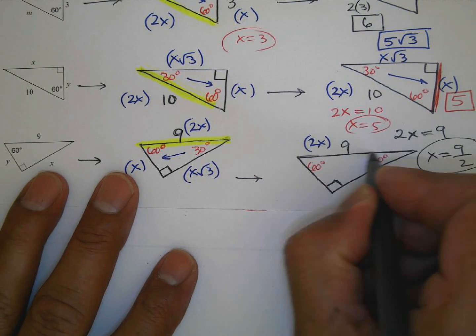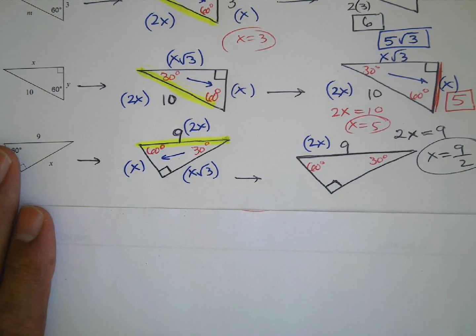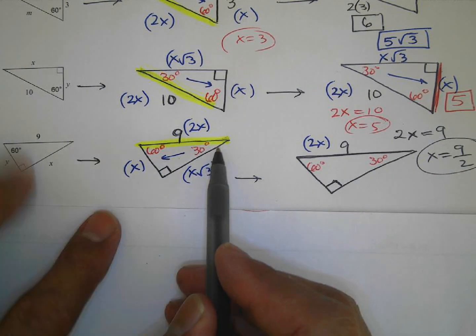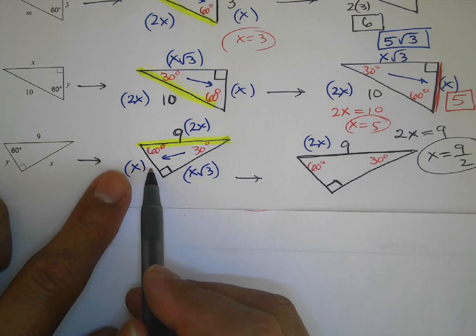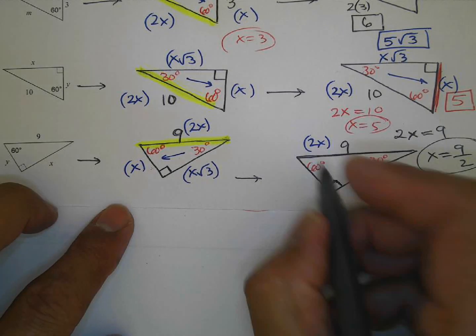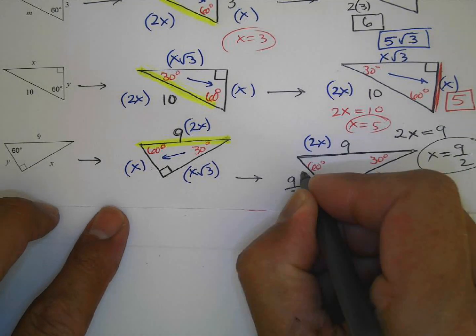That's not what this side is. This side's 9. So which one was your x side? Your x side was this one. That means this is going to be what? 9 over 2.